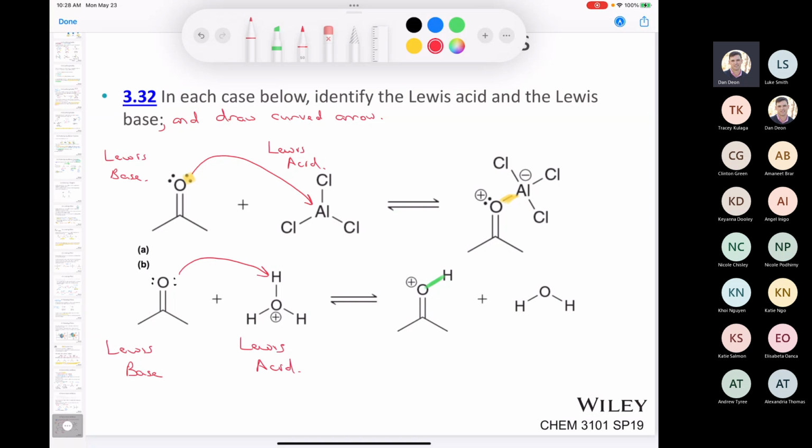And there you go. We identified a Lewis acid and a Lewis base in each case. Again, a Lewis acid is an electron acceptor, and a Lewis base is an electron donor.